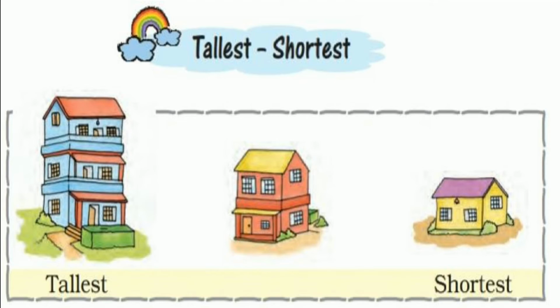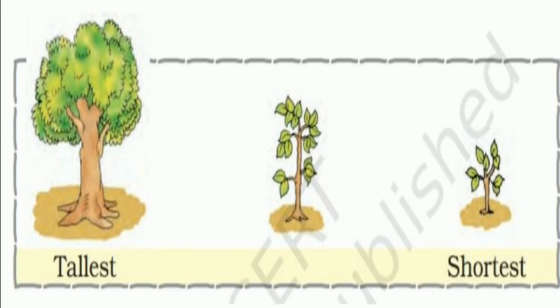Which is the tall among three? Yes, the first one is the tallest. And which is the short? Yes, the last one, the third house is shortest. So we say the first house is tallest among the three houses and the last house is shortest among the three houses. Next, children, here you can see three plants.